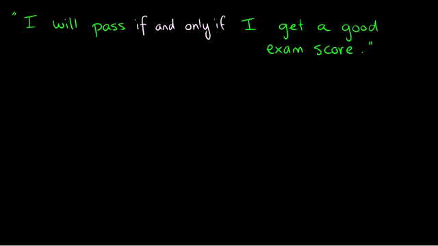Now, of course, I will pass if and only if I get a good exam score. This would just be P biconditional G. And this makes more sense usually in terms of English at a university, for instance. So if you get a bad exam score, then normally you don't pass, and if you get a good exam score, then you do pass. So these two are very closely related in terms of the biconditional.